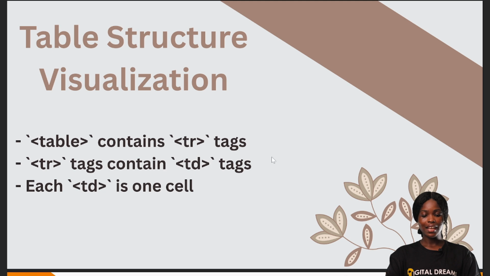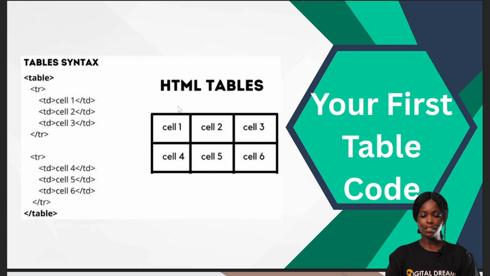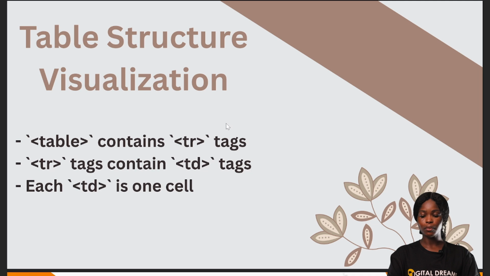And we already understand that table contains the TR tag, and the TR tag contains the TD tag. I already showed that to you in our Visual Studio Code. And now I want you to know that each TD is a cell. I showed you what a cell is. This is a cell, cell number 1, cell number 2. So this box, the TD, is a cell. When this TD is a cell, you know that you are already forming a table.